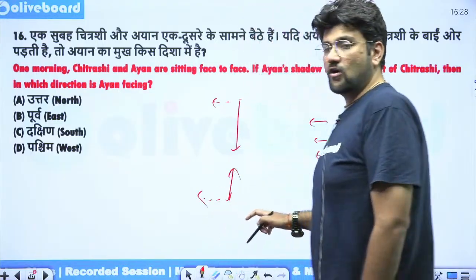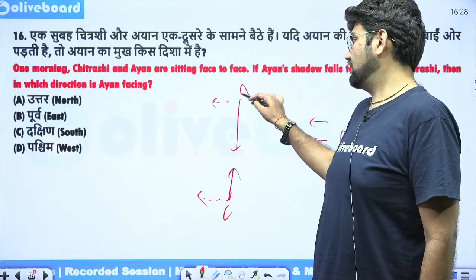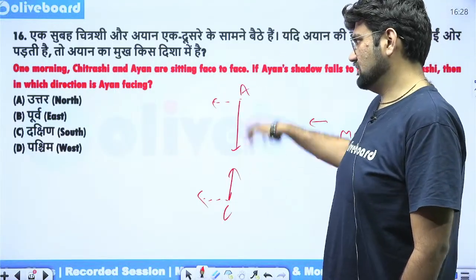Okay, and for whose left is it falling at? This person's left. So this is Chitrashi, this is Ayan. Okay, then in which direction is Ayan facing? Ayan is facing the south.